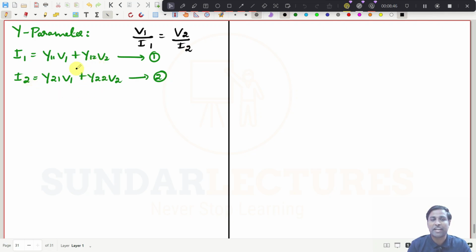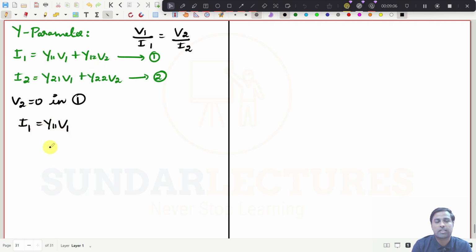Try to understand, right? Either you put I1 equal to 0, I2 equal to 0, or V1 equal to 0, V2 equal to 0. So here, what I am going to do is put V2 equal to 0 in equation number 1. Simply you do this, what will I get? I1 equal to Y11 V1. That's all. Now V1 by I1 is what I need. So this ratio V1 by I1 will be equal to 1 divided by Y11. This is equation number 3.